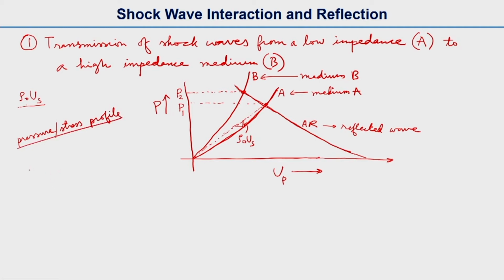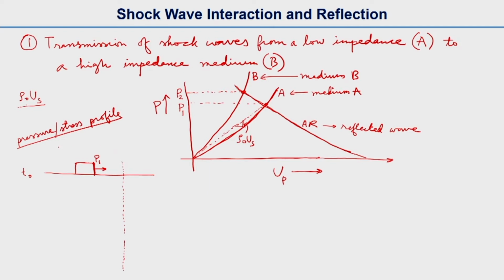Of this transmission of wave, so what we can do is, at time t naught, let's say we have, I am writing this vertical dotted line, which is the impact interface. At time t naught, the pressure pulse is the shock pulse, it has a steep shock front, and the pressure will be P1. So this is the shock wave.